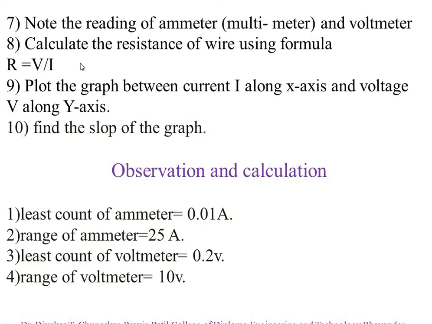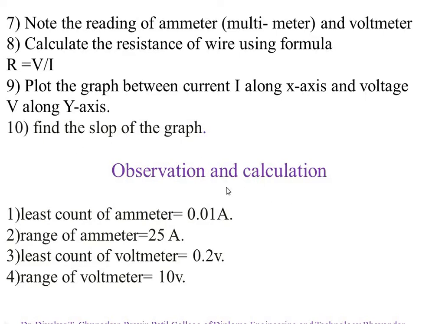In the observation table, we have to record V, the potential difference in volts, and the electric current in amperes, and find the value of R. After that, plot the graph with current along the x-axis and voltage along the y-axis and find the slope of the graph.